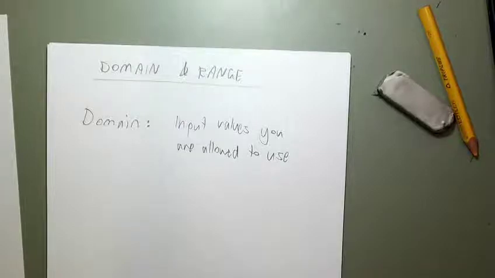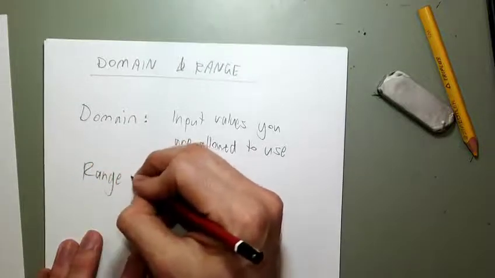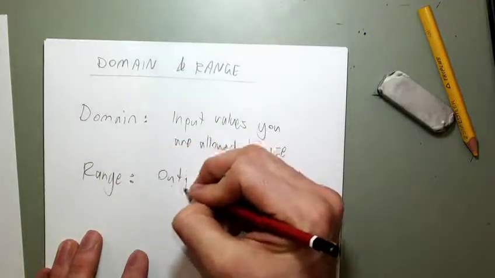But sometimes, being lazy, as mathematicians are, if someone does not specify what the domain is, then you're allowed to use all the possible x's that make sense. All of the ones that anyone is allowed to use ever. That is the domain. And the range is the output values.